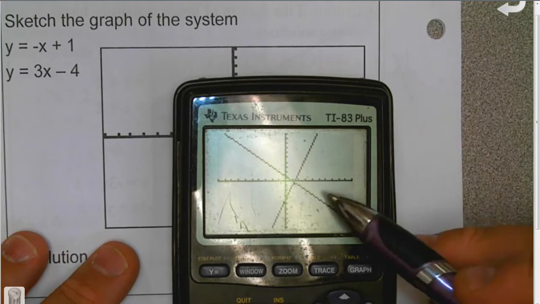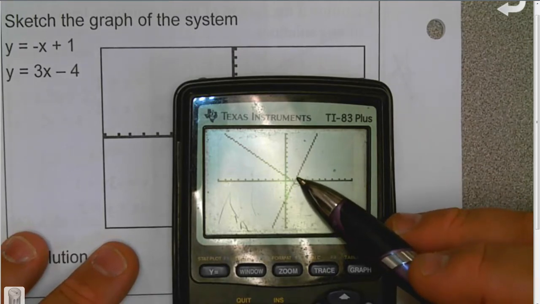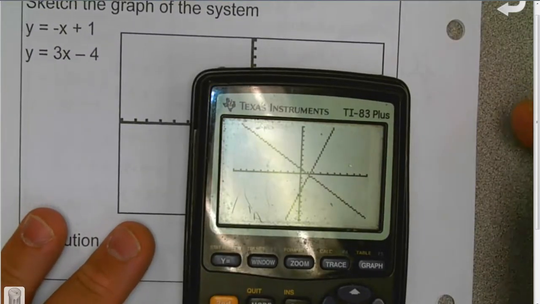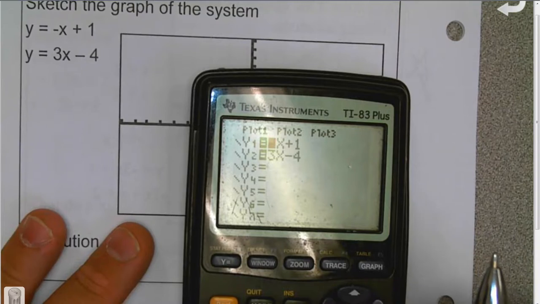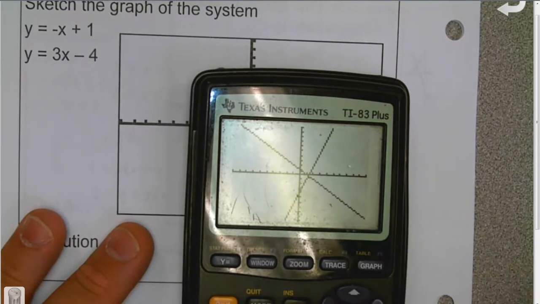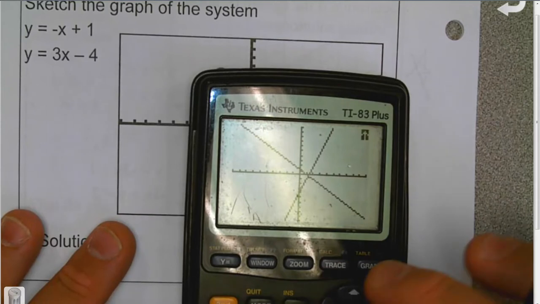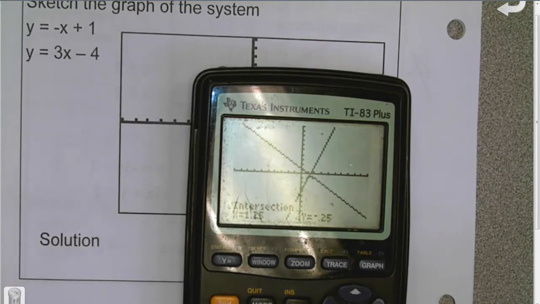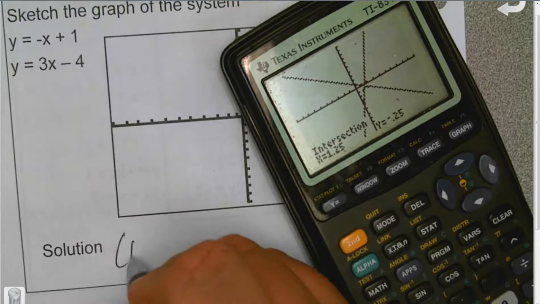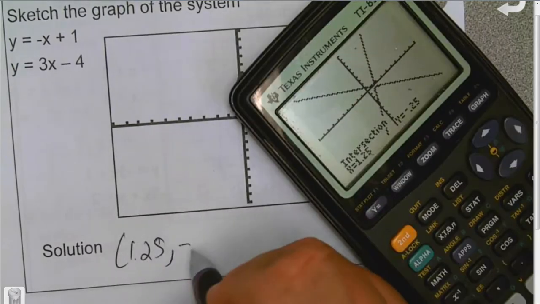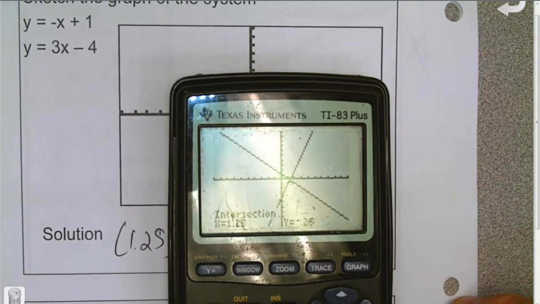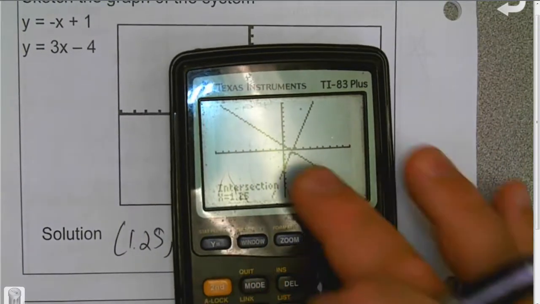Okay, so we know the answer is roughly, looks like 1, maybe 1, 0, something like that in there. So we had, let me check and make sure I got them right, negative x plus 1, and 3x minus 4. So we're going back to the graph. We want to find the intersect. So second calc, 5. And I'm going to hit enter 3 times. Look at that. The intersect is 1.25, negative 0.25.